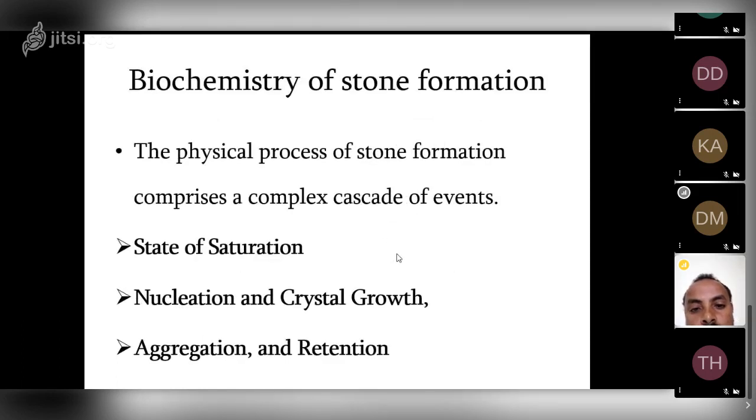So let us see the biochemistry of stone formation. The physical process of stone formation comprises a complex cascade of events. These are the state of saturation, nucleation, crystal growth, aggregation, and retention.